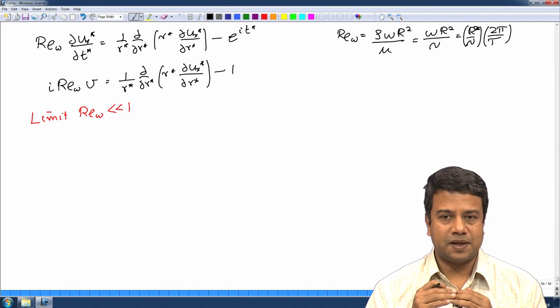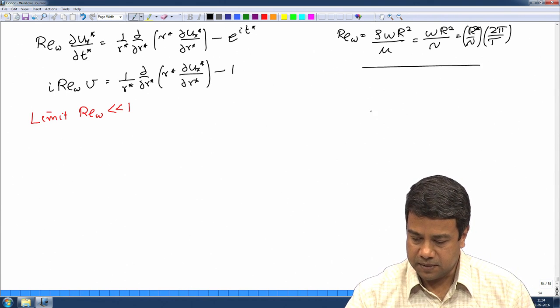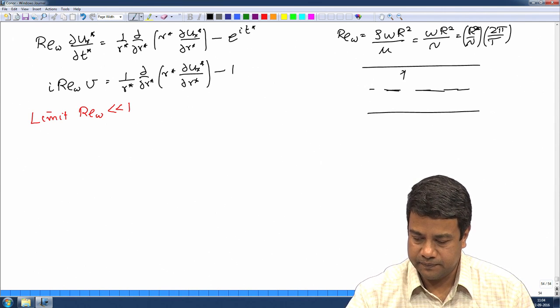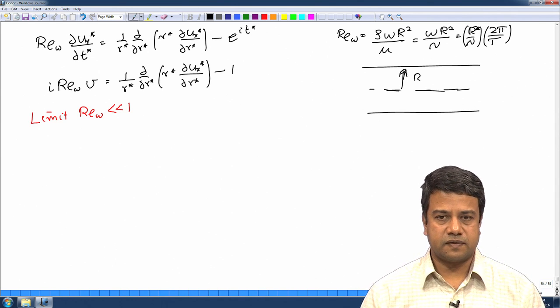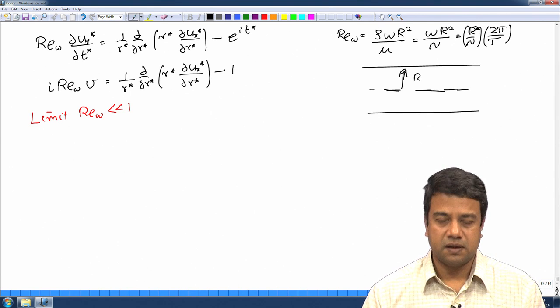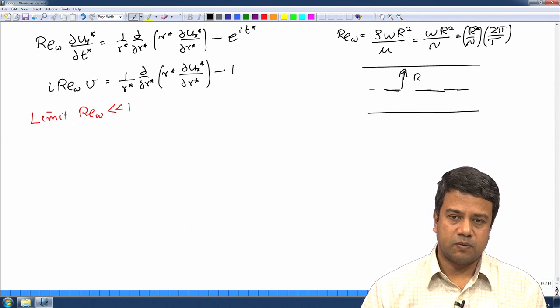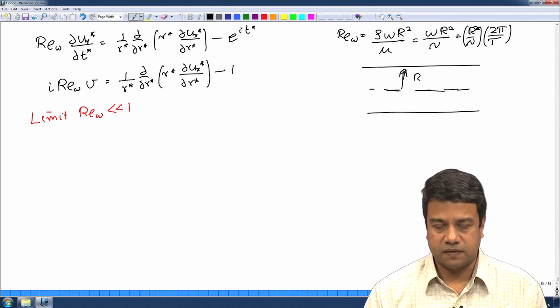The time it takes for momentum to diffuse across the radius of the pipe is much smaller than the period of the oscillation. So, at each instant in time, the momentum is diffusing instantaneously across the entire pipe. So, that is the physical interpretation of the limit of low Reynolds number in this case.